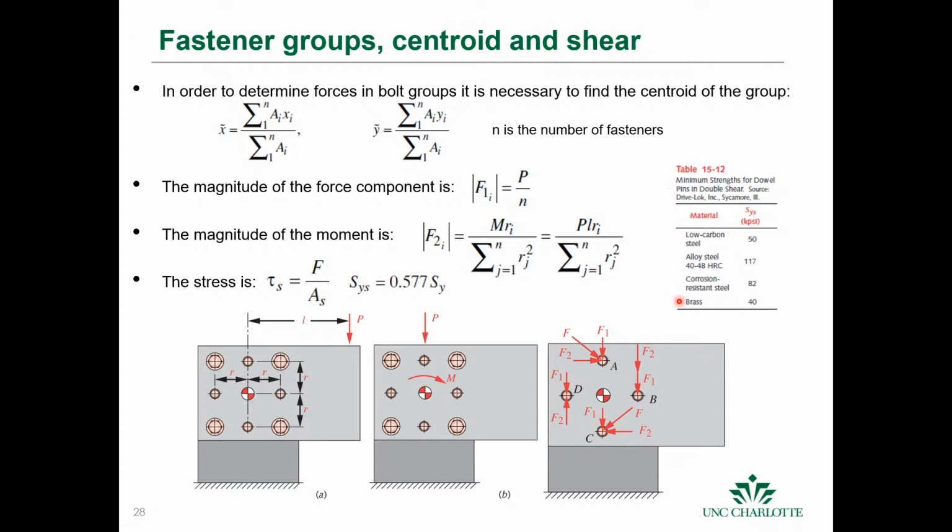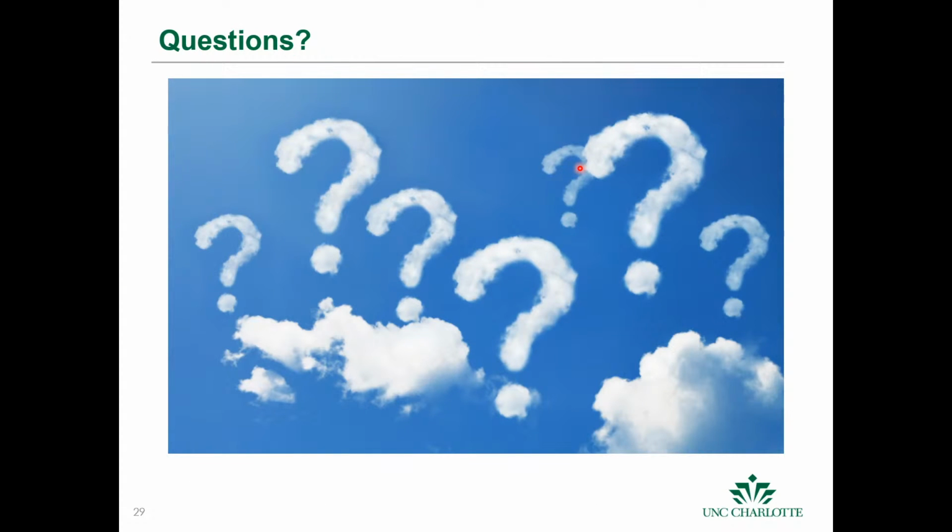This is a table here for the minimum strengths for dowel pins that are in double shear, okay, like this. Okay, and for low carbon steel, they're about 50 for the shear strength. For alloy steel, about 117. Corrosion resistant 82, and brass about 40. Okay. So you will see this again, and this is important. All right. So we will end there, and I want to ask if you have any questions.